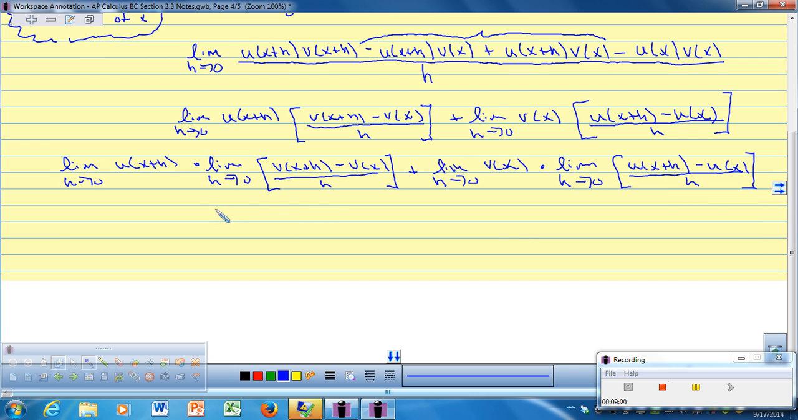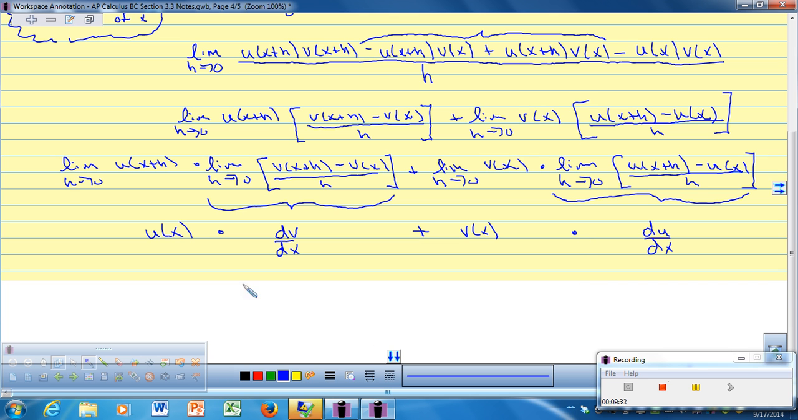And what we notice here is that this is the definition of a derivative. That is dv dx. And the limit as h goes to 0 of this is u of x. So we have u of x times dv dx, plus the limit as h goes to 0 of v of x is just v of x, times this is another definition of a derivative. It is the derivative of u of x.